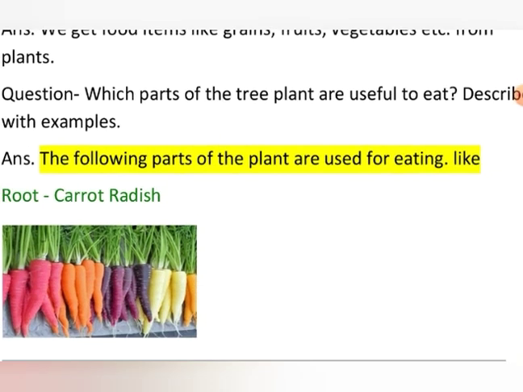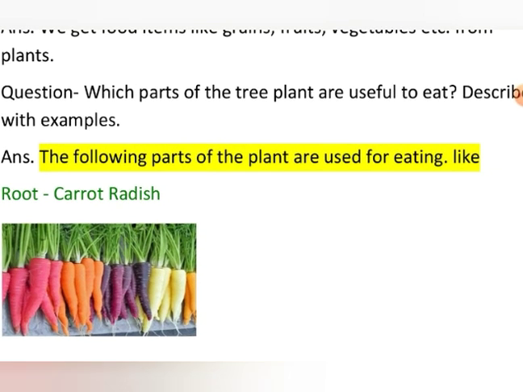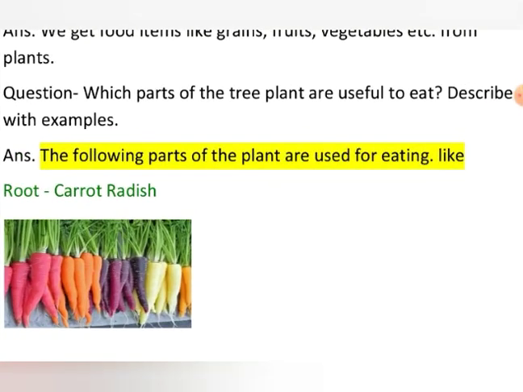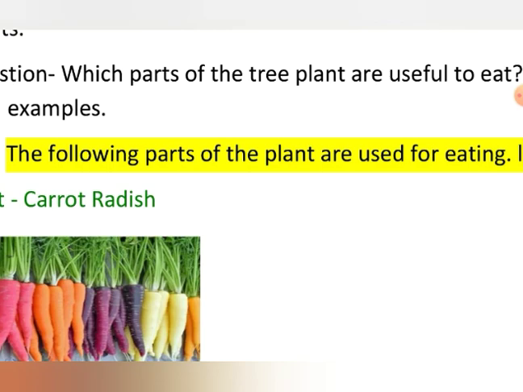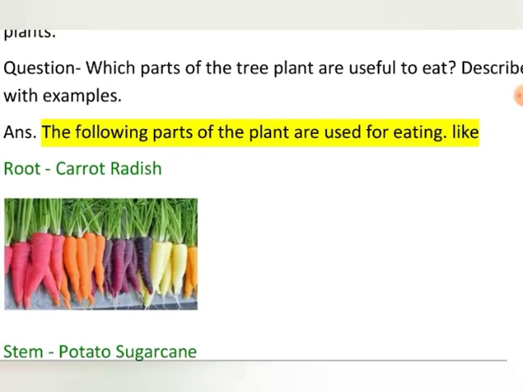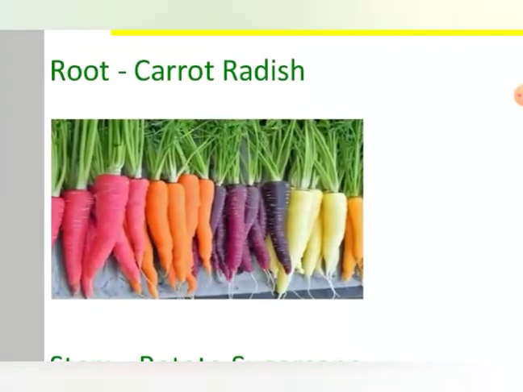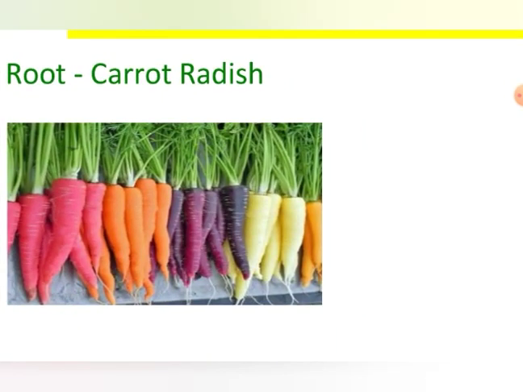Then comes another question: which parts of the plants are useful to eat? Describe with example. Here as highlighted, the following parts of the plants are used for eating. I have shown you here through the picture and the words. The very first picture explains itself. You can see here the carrot and the radish. Carrot and radish are the root. So the very first part of the plant that can be eaten is the root. Roots of plants like carrot and radish can be eaten.